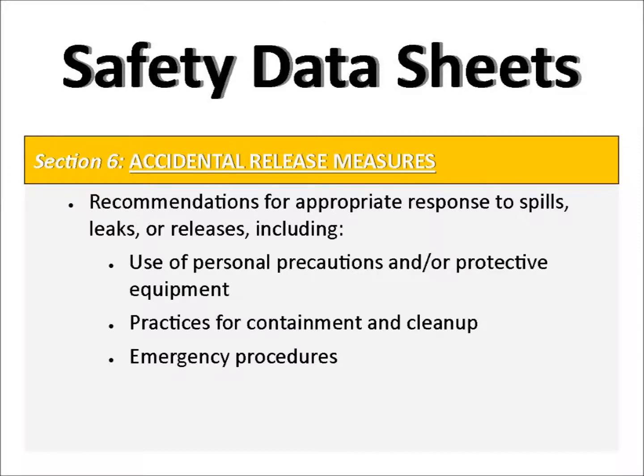Section 6, Accidental Release Measures. Here you'll find recommendations for appropriate response to spills, leaks, or releases, including the use of personal precautions and personal protective equipment. You'll find practices for containment and cleanup, as well as emergency procedures.